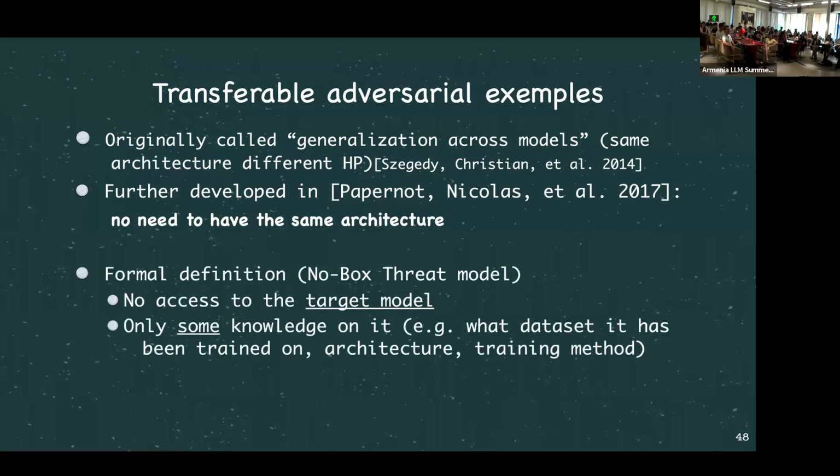So this is the historical context. And it's connected to what I was calling the no box threat model. You don't have access to the target model. Think about a model that is an API. But if you have some knowledge of it, for instance, you know that this model is a convolutional neural network and you have a good idea of the architecture that has been used, you can craft an attack on a proxy model and submit that.